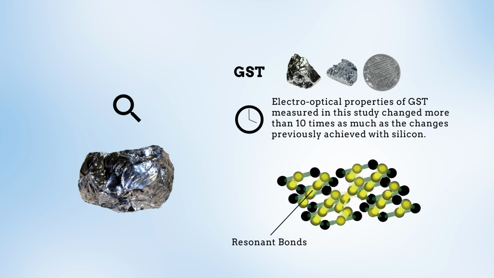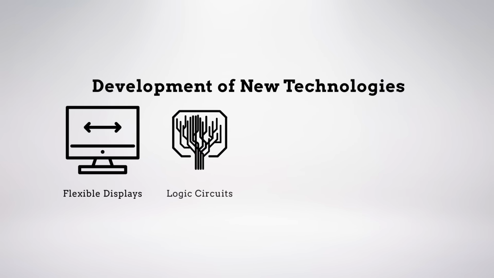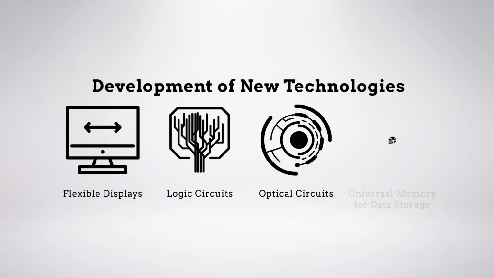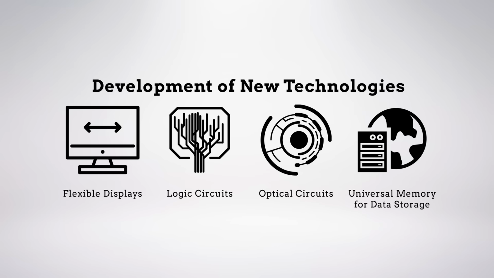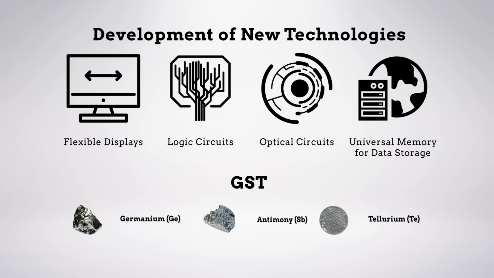This advance may be expected to have far-reaching implications for the development of new technologies, including flexible displays, logic circuits, optical circuits, and universal memory for data storage. These results also indicate the potential of GST for other applications that require materials with large changes in optical properties that can be achieved precisely and rapidly.